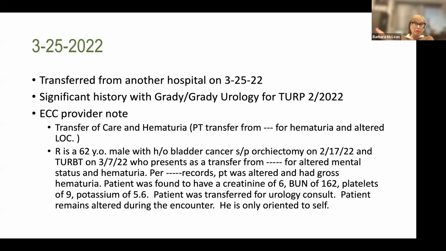He presents as a transfer from another place for altered mental status and hematuria, and per that hospital's records, he was quite altered, and they were seeing that he had gross hematuria. But when we got him, the main reason they sent him to us was because on his chemistry, he all of a sudden had a creatinine of 6, a BUN of 162, platelets of 9, oh my God, and a potassium of 5.6.